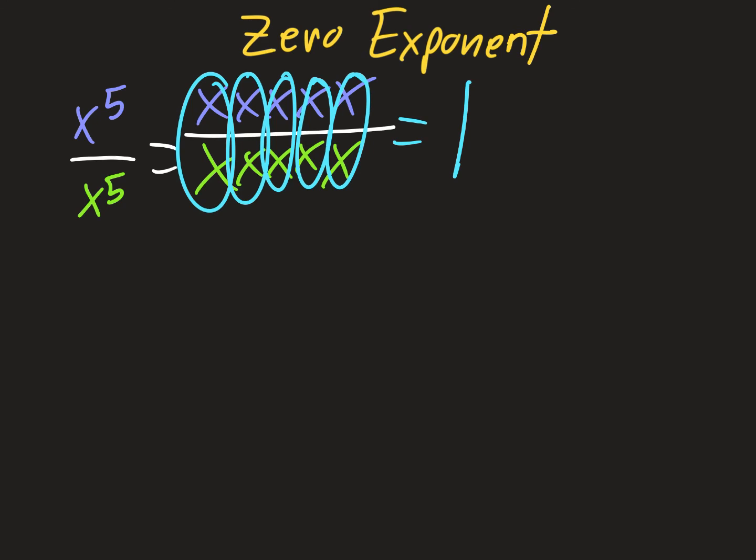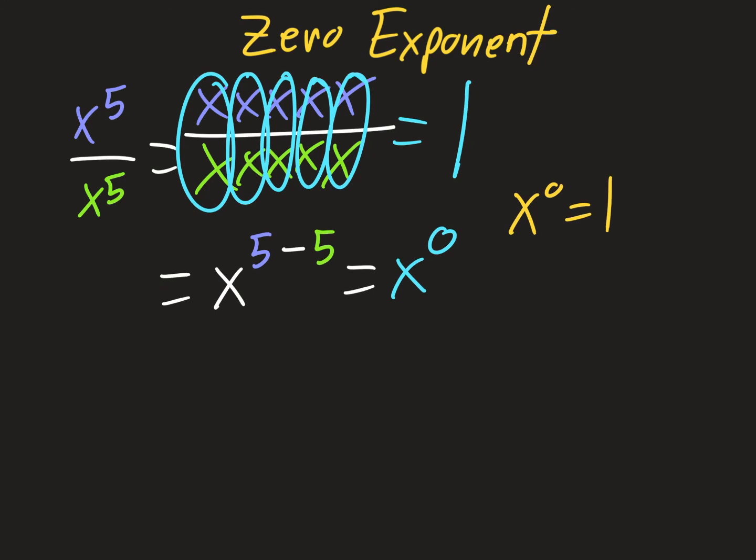If we were to do the same thing using the quotient rule, we would get x to the 5 minus 5, which is x to the 0, because 5 minus 5 is 0. Since both of these stemmed from the same problem, we now have x to the 0 is equal to 1. So any number to the 0 power will give us a 1. Now, let's test out this rule to see if it works.